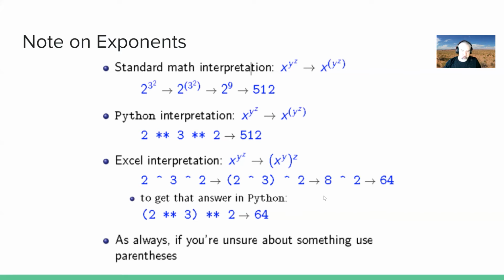The only reason we're printing this out is because Excel does this differently, where if you do x to the y to the z, it will actually do the x to the y first and then put that to the z, which for whatever reason Excel does that way. That's fine, but that's not how Python does it. Python does it the way that math does it. So just be aware of those discrepancies.